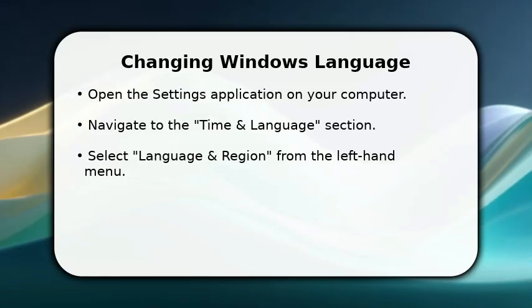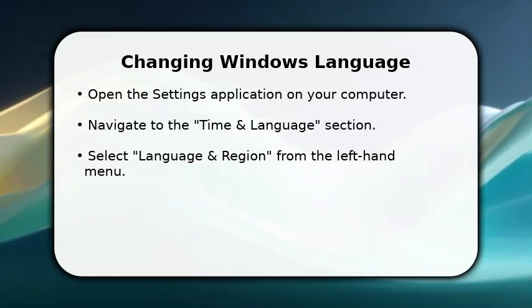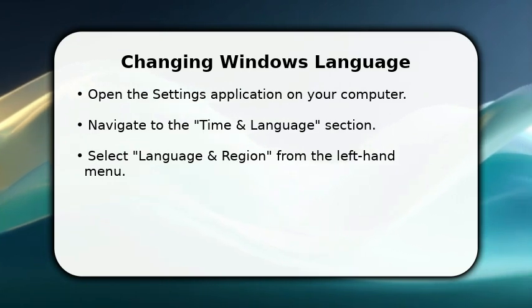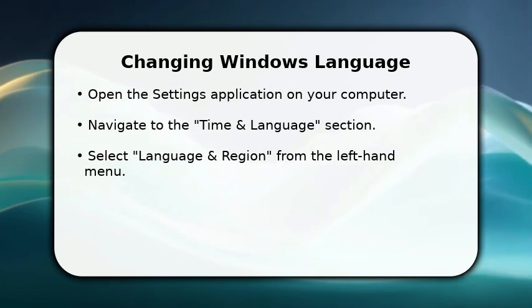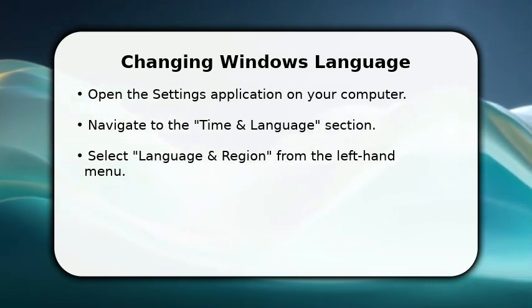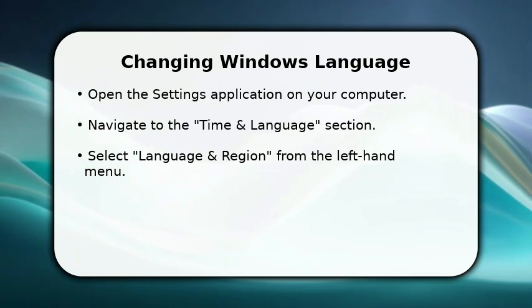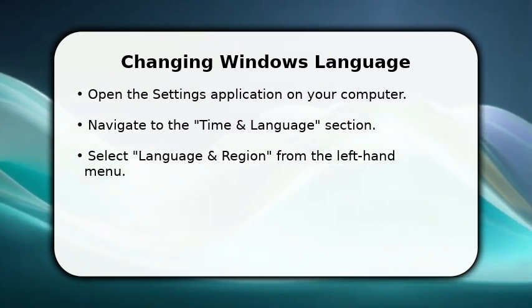Enjoy the video. In this video, I will explain how to change the default language in Windows. First, open your computer's settings application. You can find this by clicking the Start button and then the gear icon. Once open, look for and select the Time and Language option.